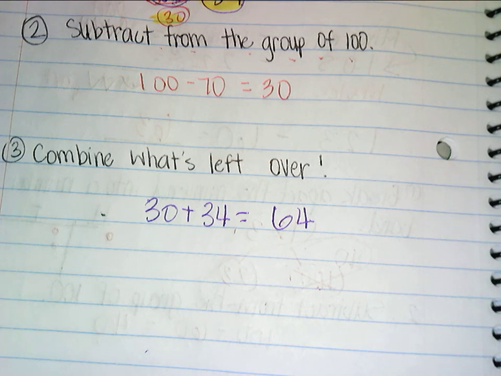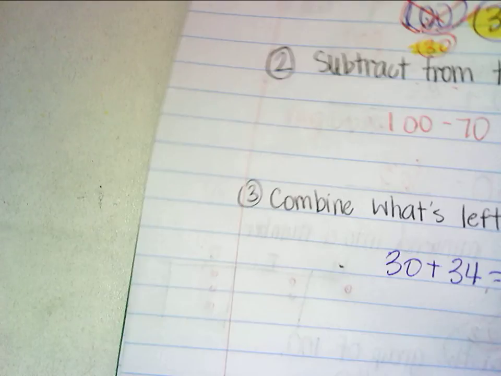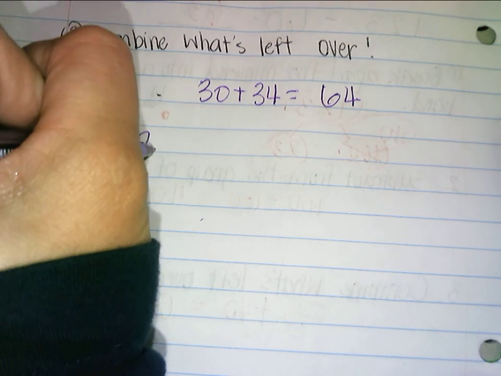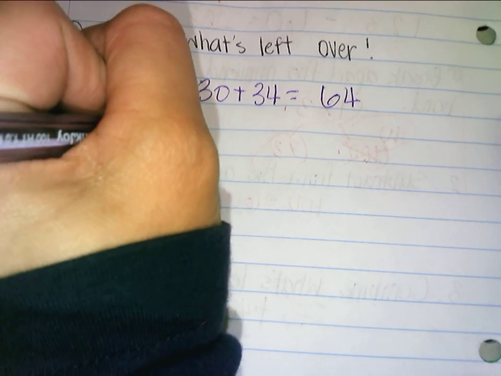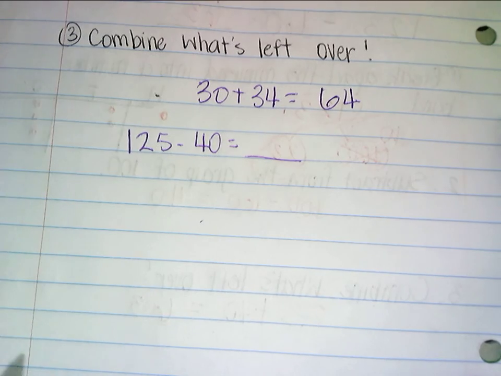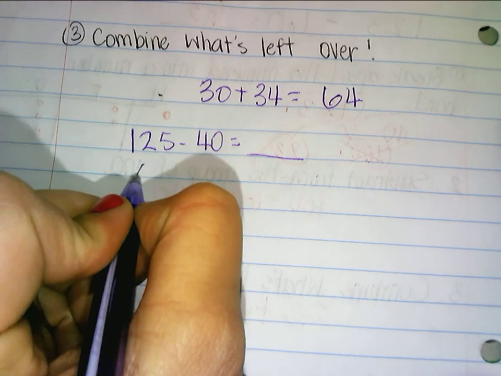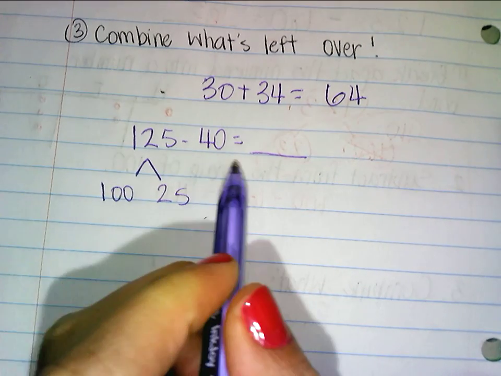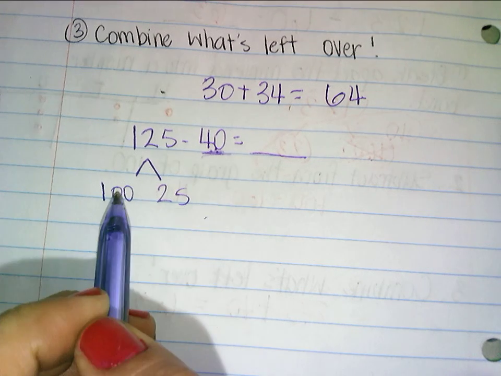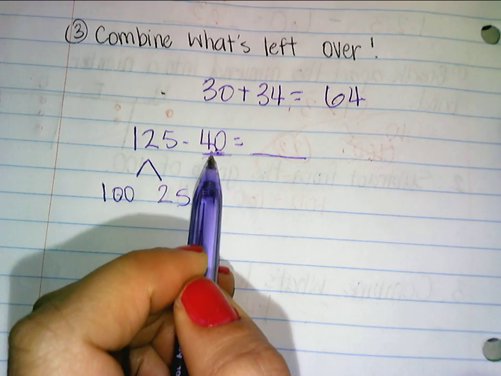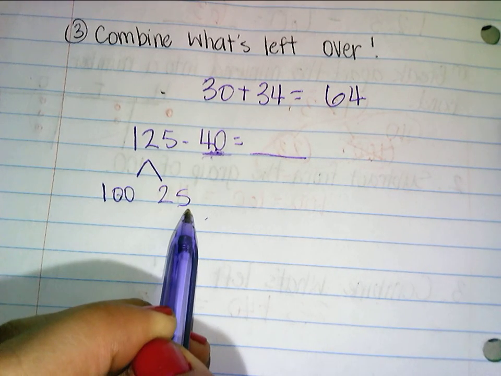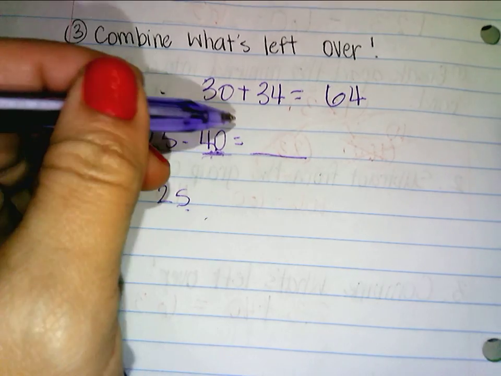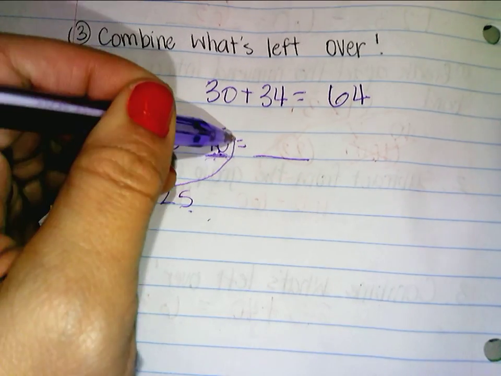Okay? Let me show you one more time. Let's do it down here. You have 125 minus 40. Okay? So step 1, break it apart. 125. Step 2, subtract that 40 from 100. You can't subtract 40 from 25, so that wouldn't make sense. You can subtract 40 from 100 though. So you're going to do this.